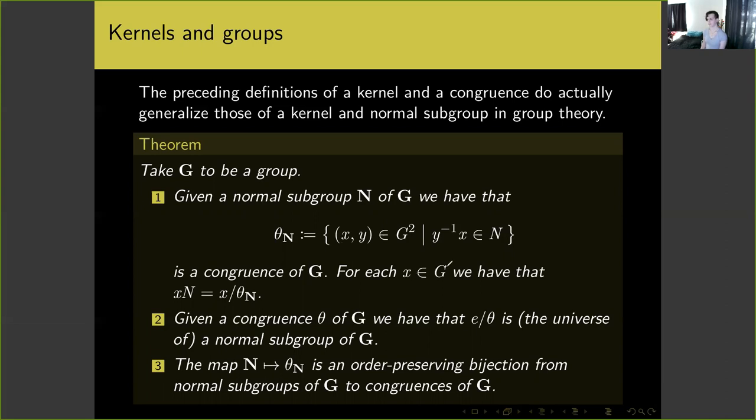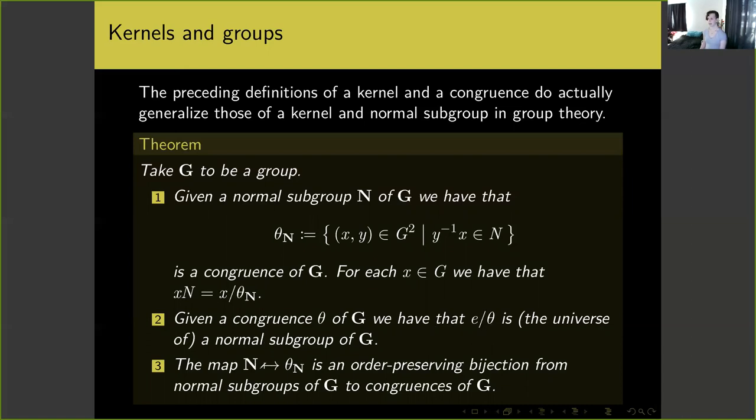So for any X in the group G, the coset of X, the coset containing X of N, is nothing but the equivalence class of X under the congruence theta N. Now, if I have a congruence theta of the group G, viewed as an algebra in our sense in universal algebra, then the equivalence class of E mod theta is the universe of a normal subgroup of G. So we can also go back from congruences to normal subgroups of the group G.